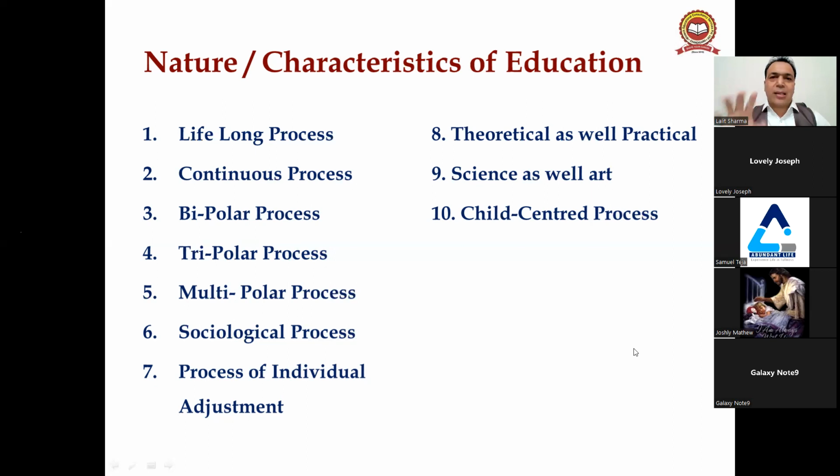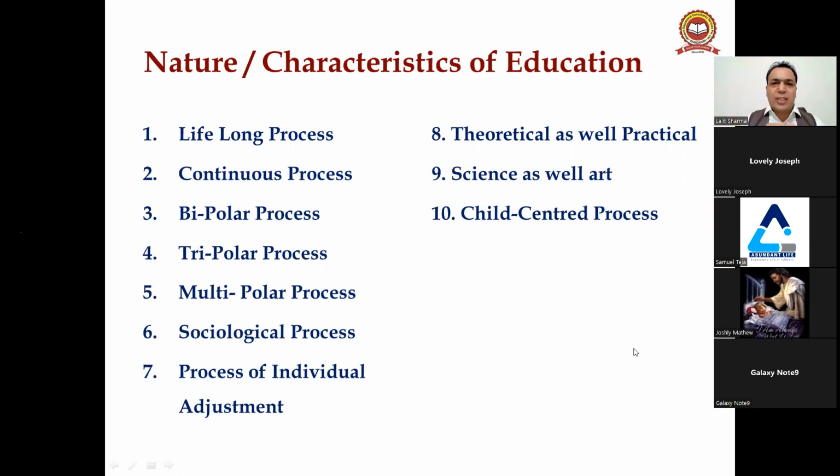Okay. And third is a tripolar process. Tripolar means the teacher, the student, and third is society. The tripolar process wants to say that the teacher has to teach the student in the light of the society. Multipolar process, you have seen that during corona, there were a lot of channels through which you could get education online, right, guys? And sociological process, guys, education is a sociological process. Education goes according to the society, right?